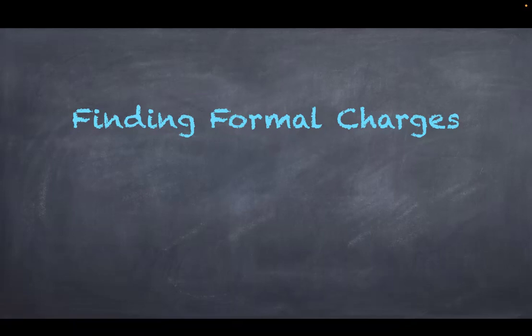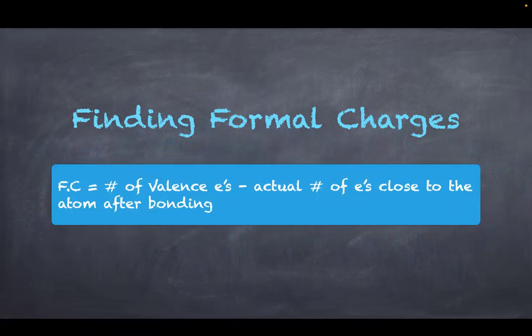So after we draw the Lewis structure, we can go to each single atom and we can find the formal charges. So the formula for finding formal charges is always the number of valence electrons subtracted by the actual number of electrons close to the atom after bonding. So we basically see which group each atom belongs to, how many valence electrons it was supposed to bring, and then after bonding, how many electrons it actually brought.